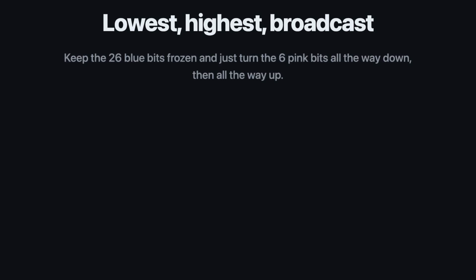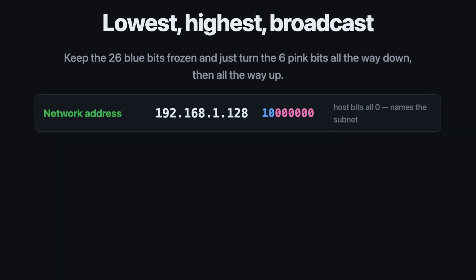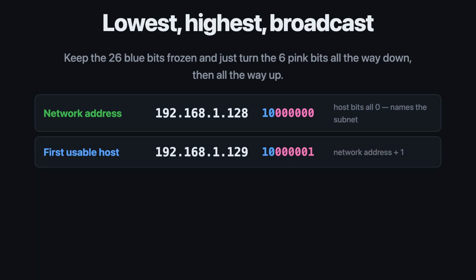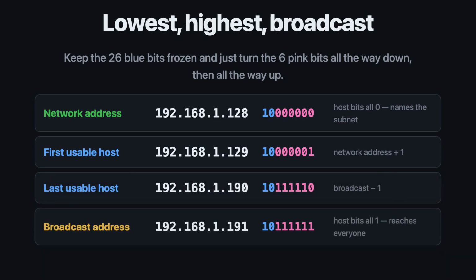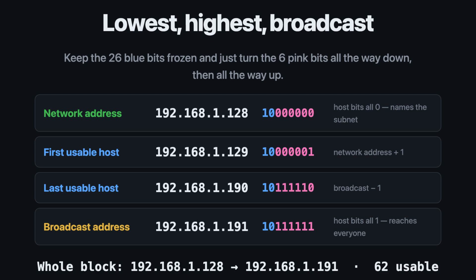Now, the 4 addresses you always get asked for. Keep the 26 network bits frozen, and just turn the 6 host bits all the way down and then all the way up. All zeros gives you 192.168.1.128. That's the network address, the name of the subnet itself. Add 1, and 129 is your first usable host. All ones gives you 191. That's the broadcast address, which reaches every device in the subnet at once. One below it, 190, is your last usable host. So the whole block runs from 128 to 191, with 62 usable addresses in the middle.